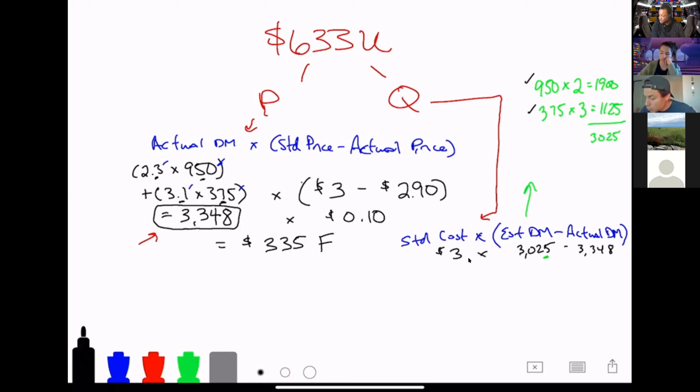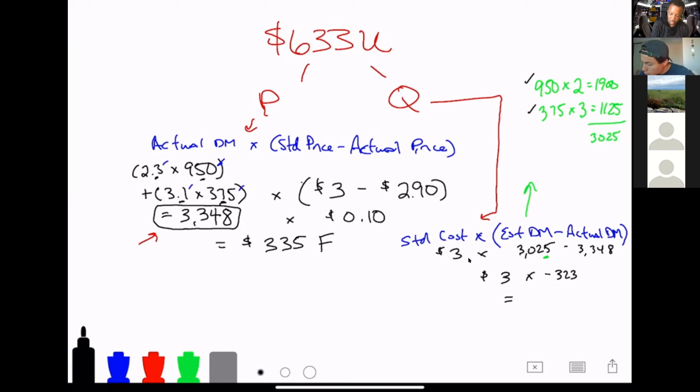So the difference between this and this is negative 323 times $3. That is $969. And because that's a negative, this is an unfavorable variance.